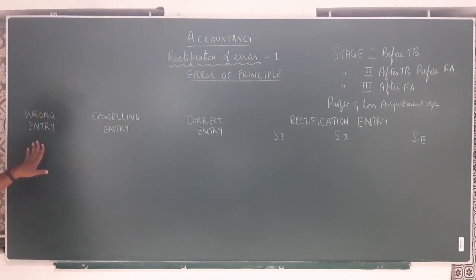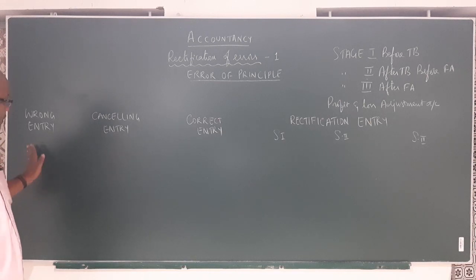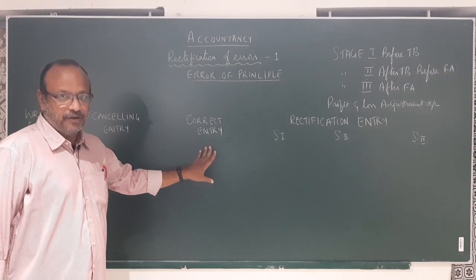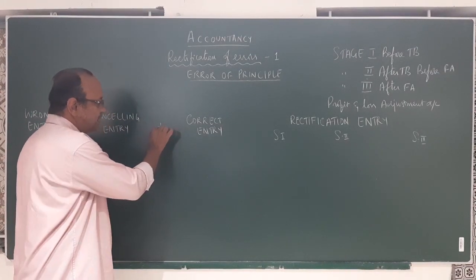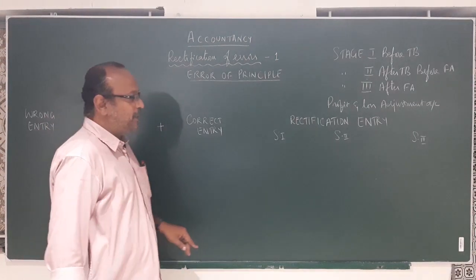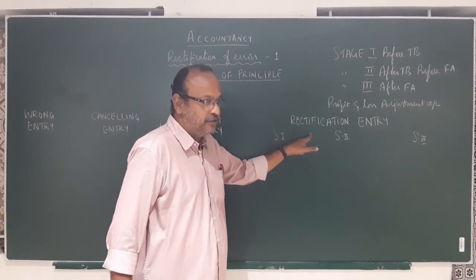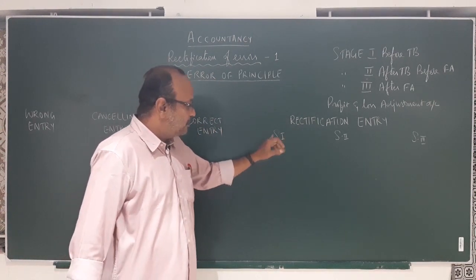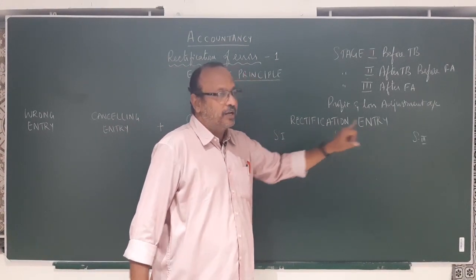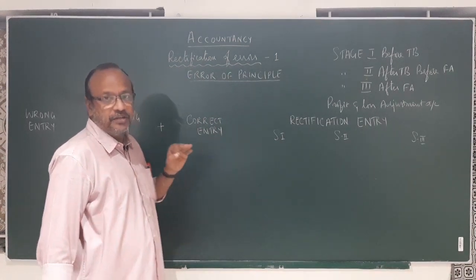1, we will be passing the wrong entry again. Then we will cancel the wrong entry. We will write the correct journal entry. The cancelling entry plus the correct journal entry, we will be able to get the rectification journal entry. And that rectification journal entry, according to the stage of correction, we write the exact rectification journal entry.